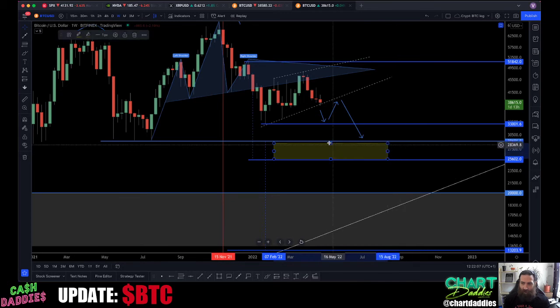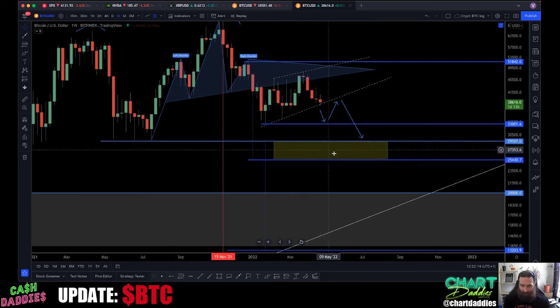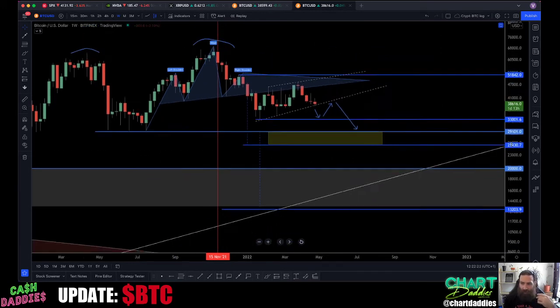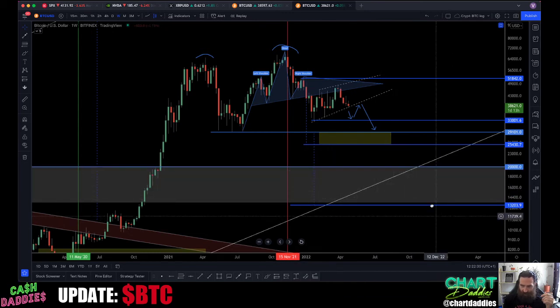So this zone I have highlighted in yellow is the important zone, and we need to see whether we get just wicks into here or if we get closes into here. And if we start to get closes in here, that means we've broken the double top support, and there's a very, very, very high probability that we are going to 20K and probably spiking into this gray zone down here.